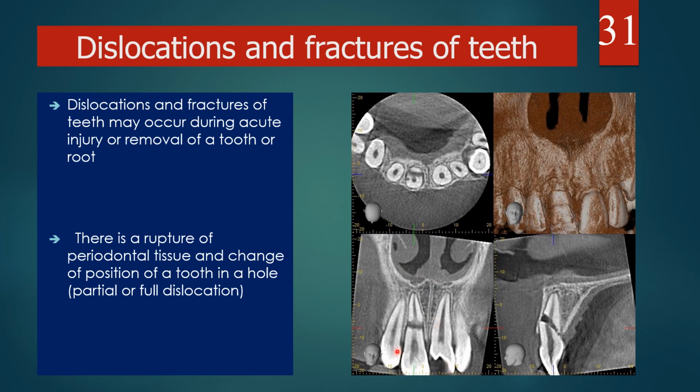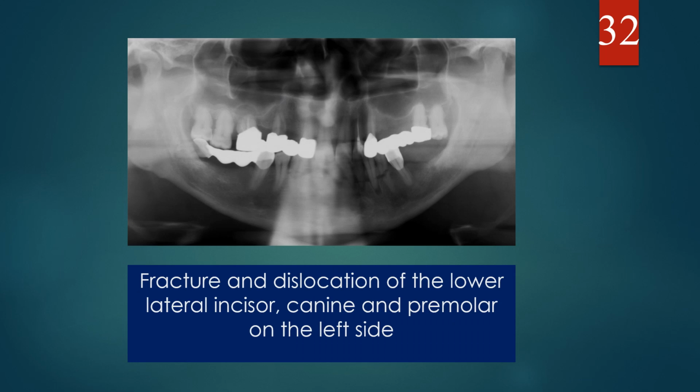coronal, here is fracture, and axial section, the fracture line. Orthopantomography, we can see fracture and dislocation of the lower lateral incisor, canine and premolar on the left side.